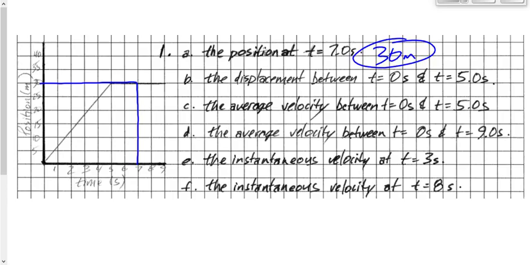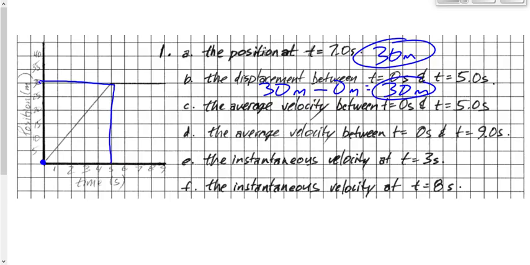The displacement between 0 and 5 seconds, well, displacement is going to be up and over, and subtract the 2. At 0 seconds, there's not really much to go up and over. It's 0 meters. But at 5 seconds, we go up and over, and it's 30 meters. So my displacement would be 30 meters. That's my final position, minus 0 meters, my initial position, gives me 30 meters.